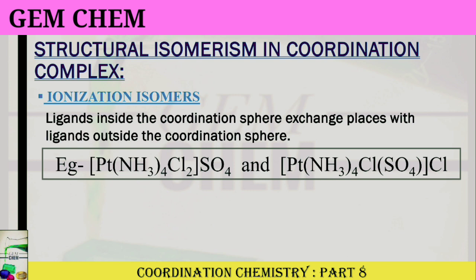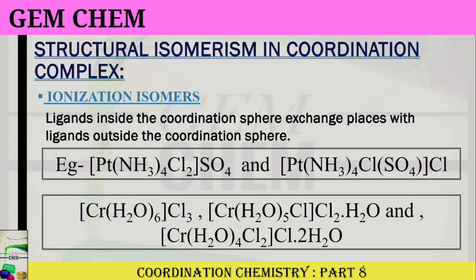Solutions of both of these are neutral, but the ions which you get after dissolution in water will be different. Similarly, this is another example, and from here you can see that chlorine has exchanged its place with water. So the subcategory of ionization isomer can also be called hydrate isomerism. Here the water exchanges its place from inside the coordination sphere to outside.